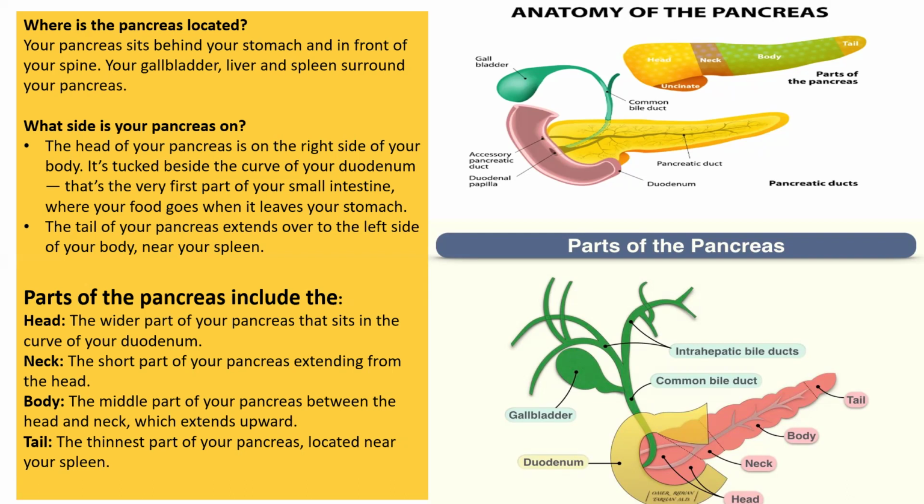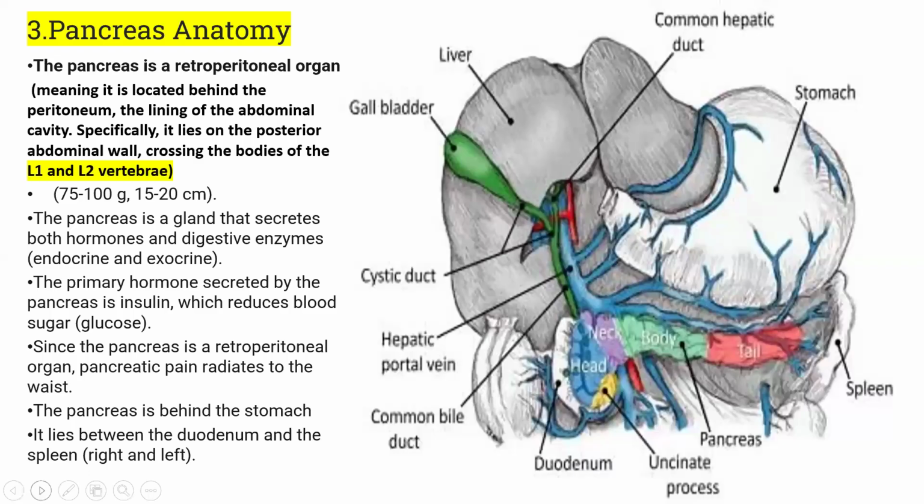The tail of your pancreas extends over to the left side of your body. It means it is near your spleen, which is a lymphoid organ. Pancreas anatomy. The pancreas is a retroperitoneal organ. What is the meaning of retroperitoneal organ?